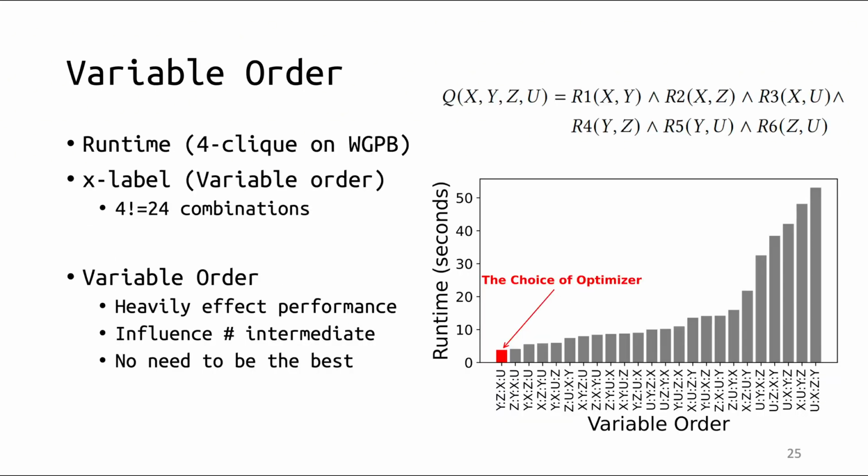Here, we show how sensitive the runtime of the systems is to the variable ordering. The figure shows the runtime for executing the Q6 4-clique query on WGPB for all 24 possible orderings of 4 variables. We observe that bad orders lead to more intermediate results. Our optimizer captures the characteristics of intersection complexity and thus chooses almost the best order in all cases.